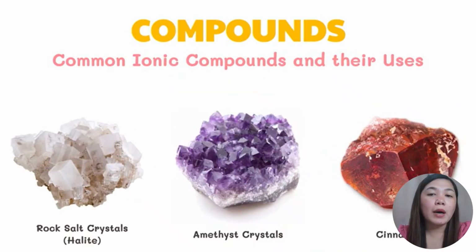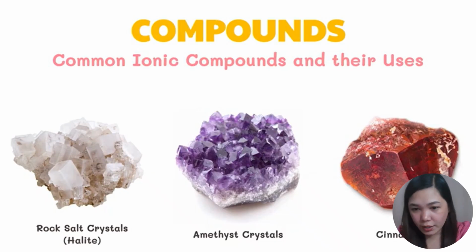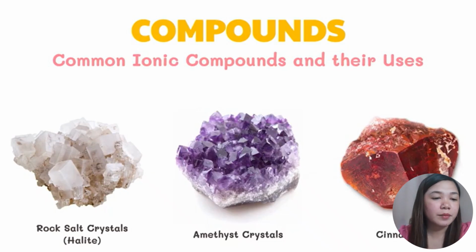Examples of ionic compounds are the following: the halite, the rock salt crystals, the amethyst crystals. And this one, I cannot read it clearly. Let's check it later.